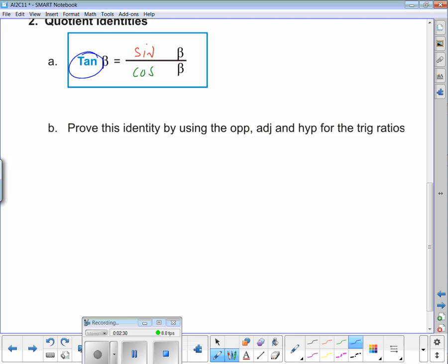I'm going to first take my tangent, right? And what is the tangent? The tangent is the opposite over the adjacent. So I put in the ratio for what the tangent is. Equal sign. Numerator. What is the sine, right? I'm looking at the formula. The sine is the opposite over the hypotenuse. I'm going to take my green. Looking back at the formula, that's divided by the cosine. What is the cosine? Adjacent over hypotenuse.